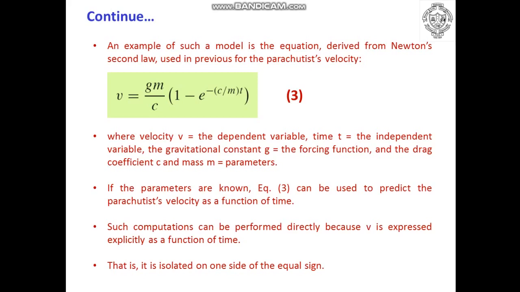So if the parameters are known, equation 3 can be used to predict the parachutist's velocity as a function of time, which we have done in the previous sessions. Such computations can be performed directly because V is expressed explicitly as a function of time.